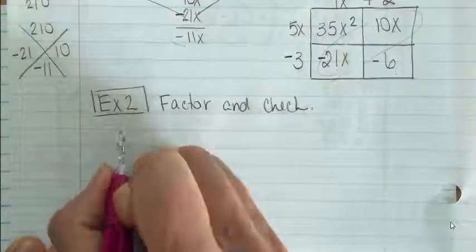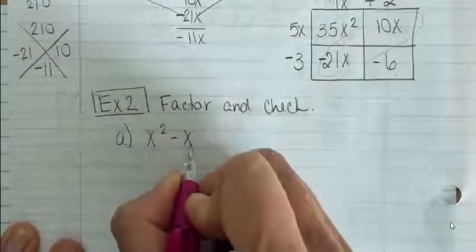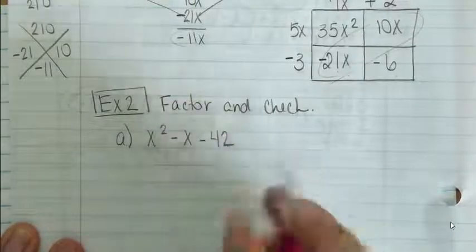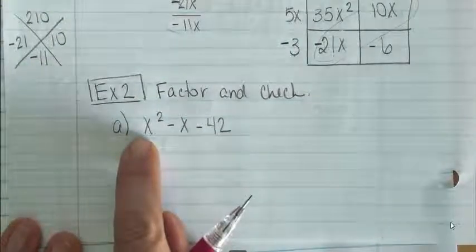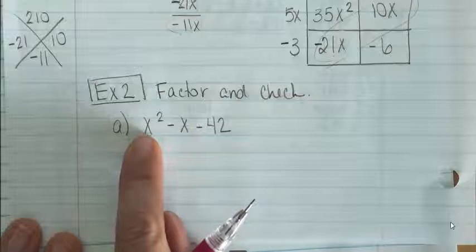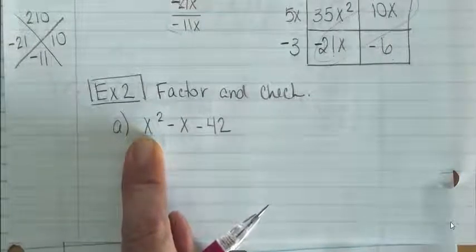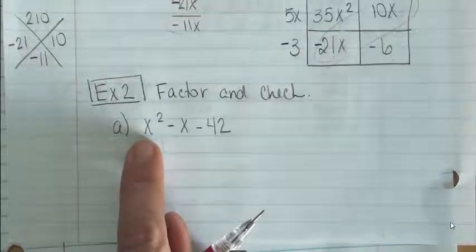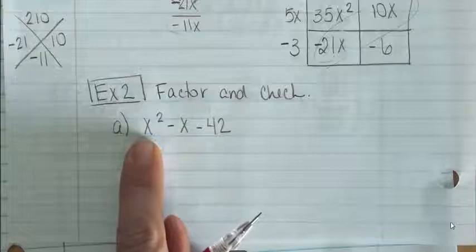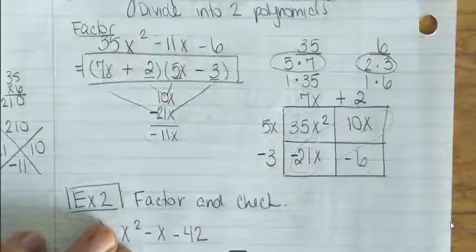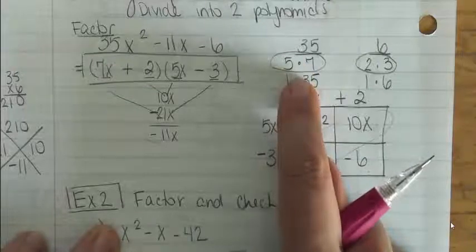All right, so the first one we'll do could be x squared minus x minus 42. This is a nice easy one because the coefficient of x squared, which we usually call a, and we'll talk more about that when we start talking about the quadratic formula, is 1. So when you think about finding the factors of your first terms, here, 35 had several factors.